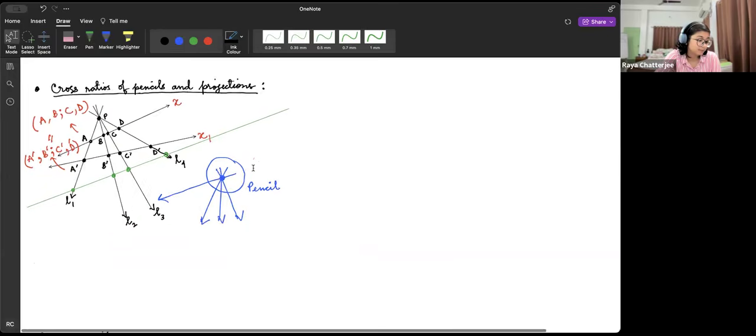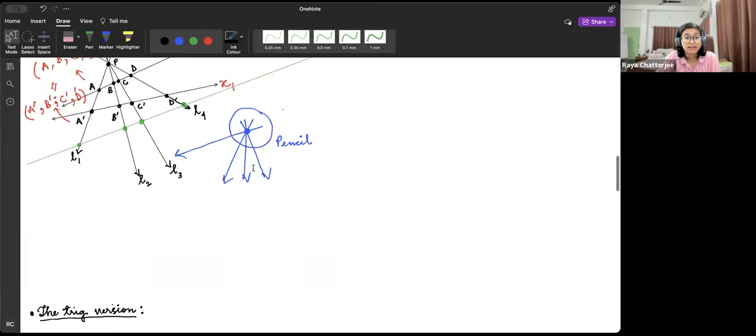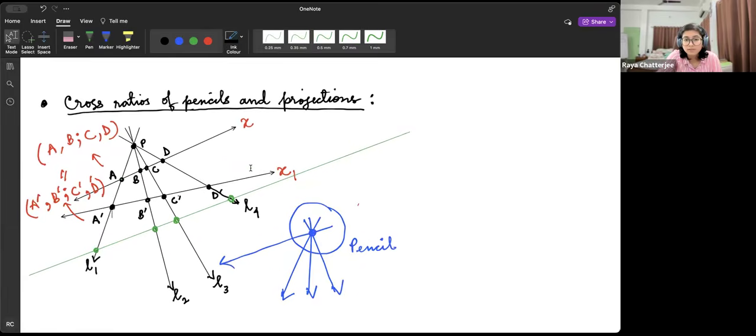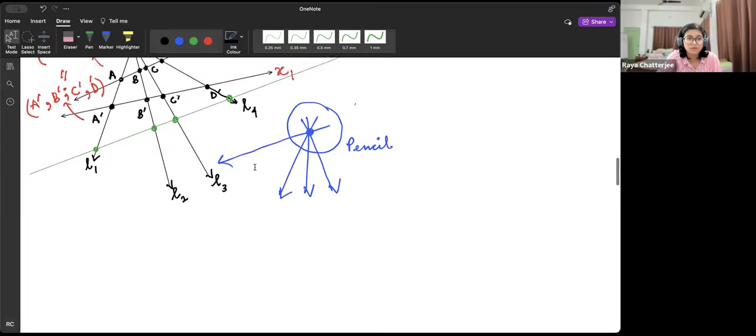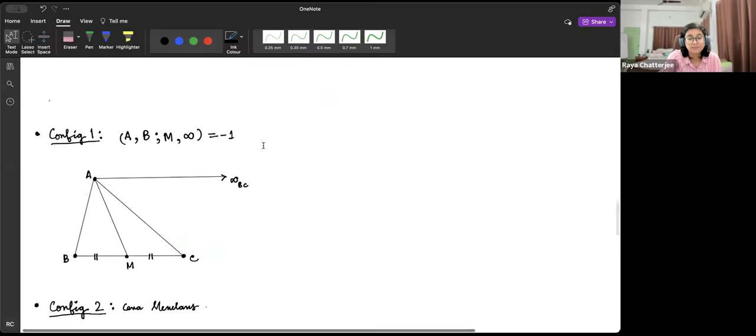Right. So that's projections. And there's a trig version of projections, but I don't think we should do that right now. Okay, let's just move on to some configurations because those are fun.